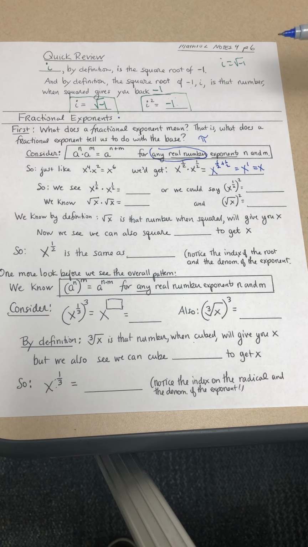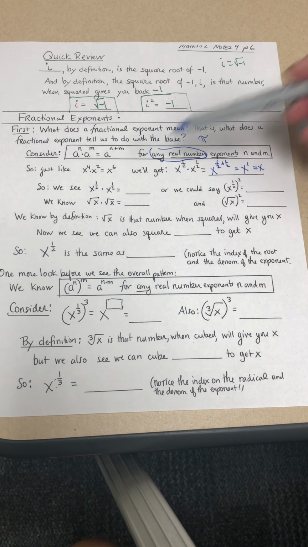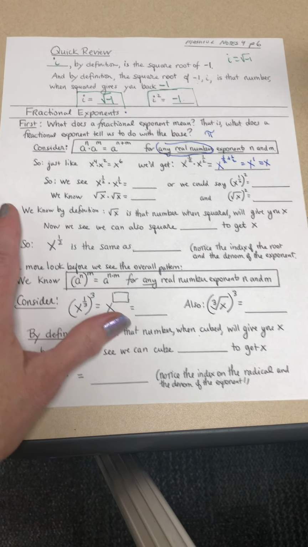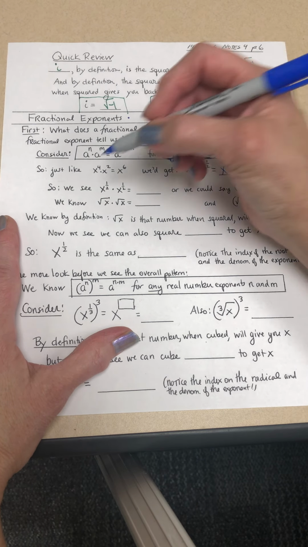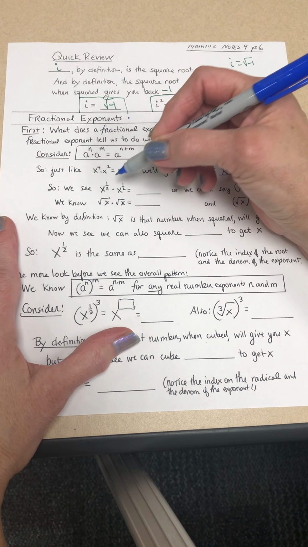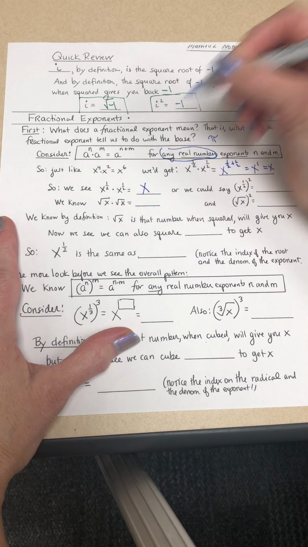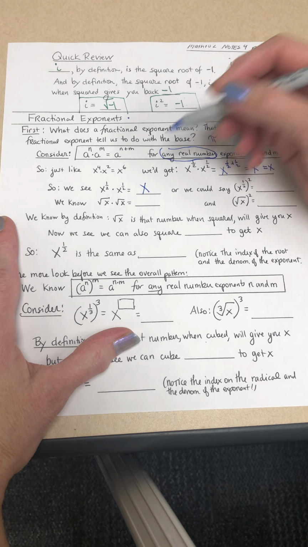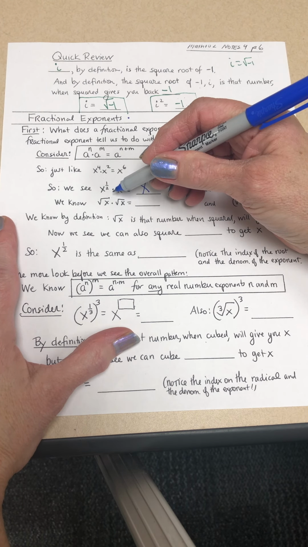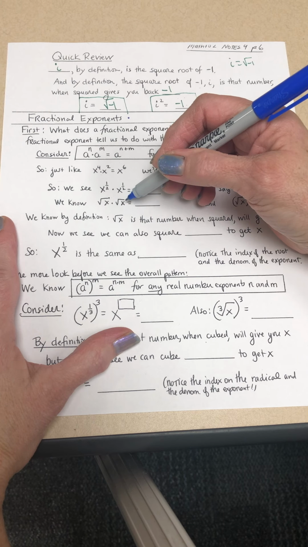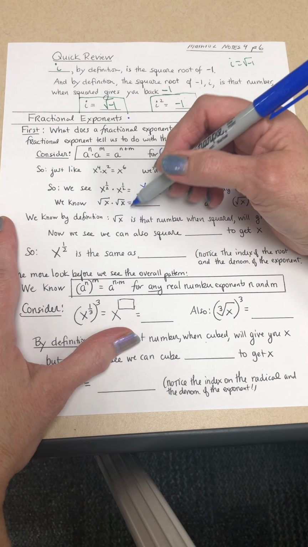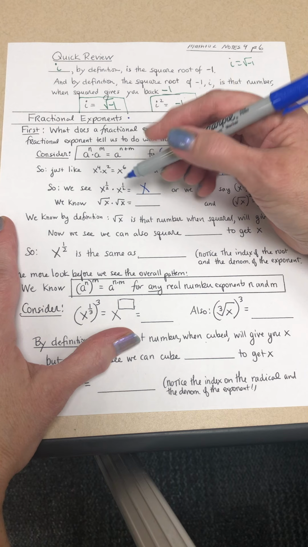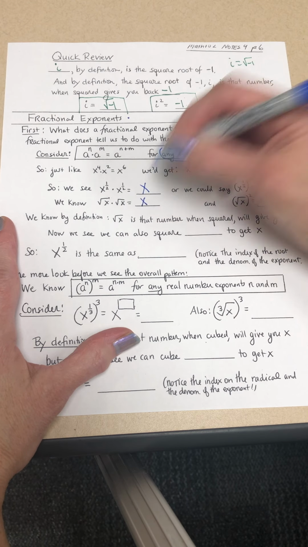What we really want to get at right now is, what does it mean to raise x to the 1/2 power? Well, let's think about it. We know that x to the 1/2 times x to the 1/2 is just x. We also know that the square root of x times the square root of x, the square root of x is that number when you multiply it times itself, gives you back x.